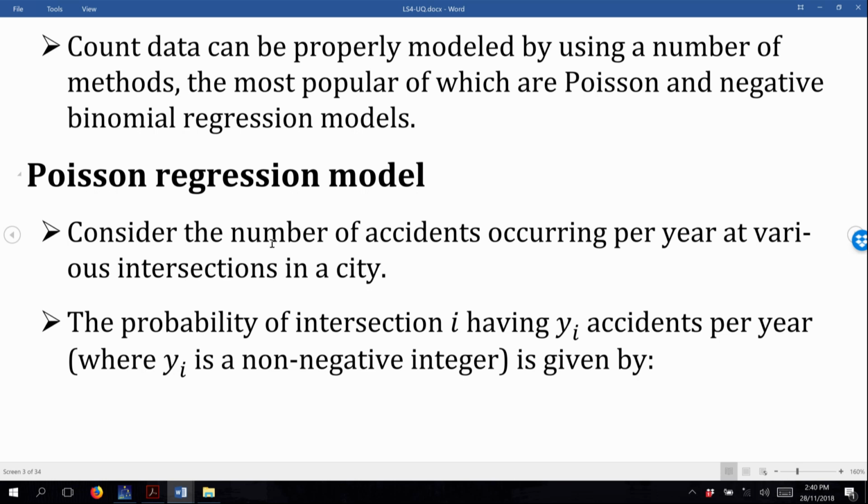So let's consider the number of crashes occurring at a site, at intersections in a city. So we'll use that as an example. And we can specify the model as the probability of an intersection i, which is the index for the intersection, having y sub i accidents per year. And the number of accidents is going to be non-negative, and it's going to be a count. We can't have 3.5 accidents.